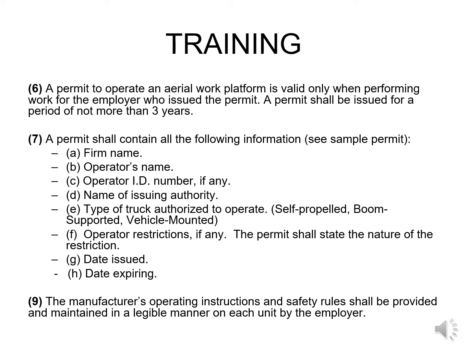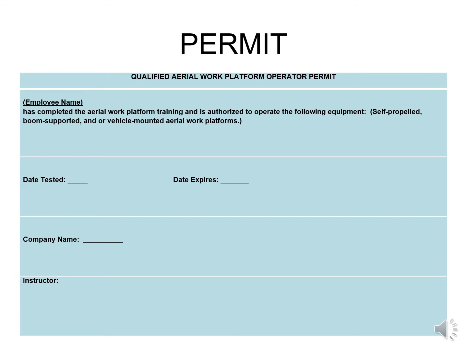9. The manufacturer operating instructions and safety rules shall be provided and maintained in a legible manner on each unit by the employer. This is an example of a permit. You have the employee name, the type of lift that would be down here, the date tested, the date expires, company name, instructor providing the training.